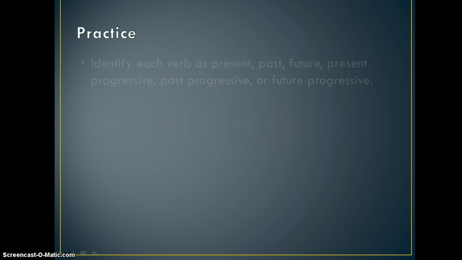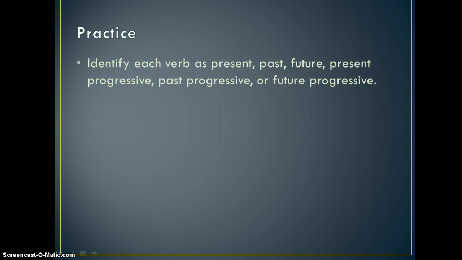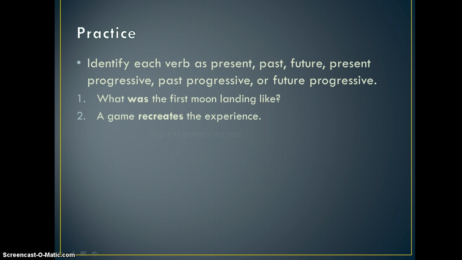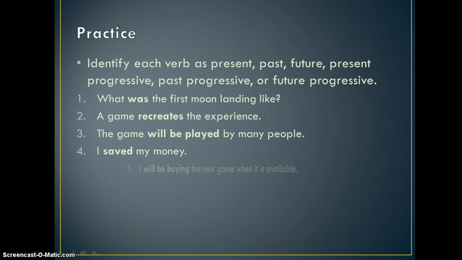So let's practice everything we just went over. Identify each verb as either present, past, or future, or present progressive, past progressive, or future progressive. There are 5 of them. The verbs are in bold. I will read them to you because it's a little bit hard to see in this PowerPoint. All you need to do is write if it's present, past, future, present progressive, past progressive, or future progressive.